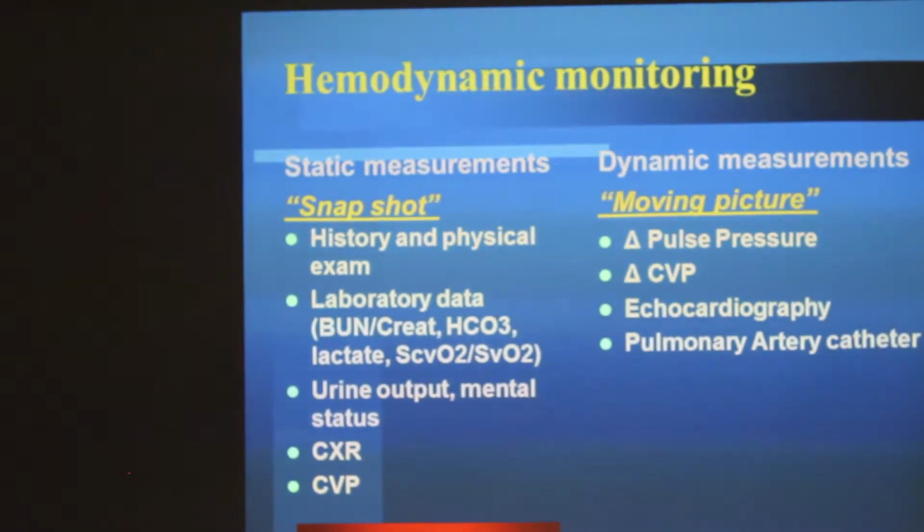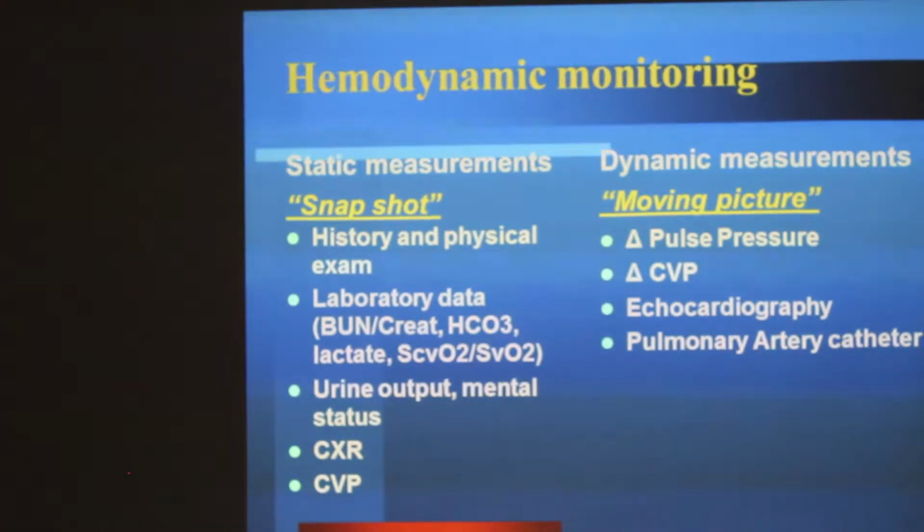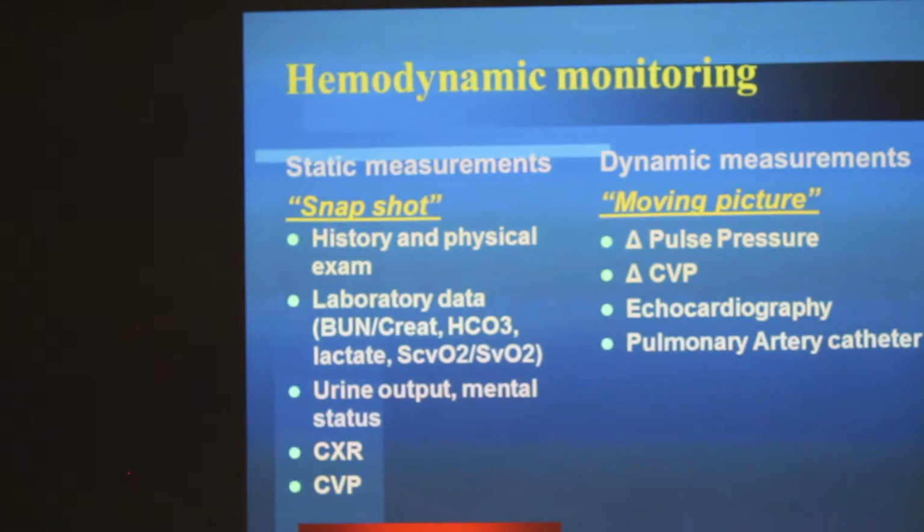On the other side, we have some dynamic measurements, which are very important because they tell you minute by minute, second by second, how the patient is doing, and you'll be able to assess the volume status and the stroke volume. We have the change in pulse pressure variation, variation in CVP, echocardiography, and pulmonary artery catheter. This is what's under dynamics.